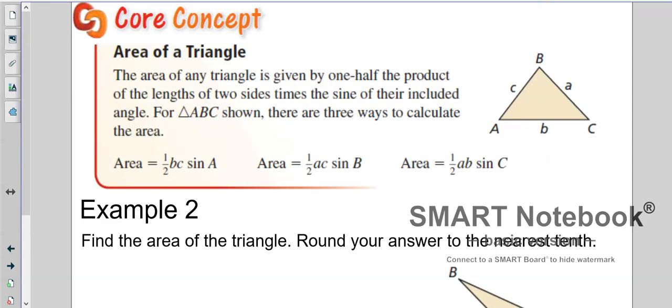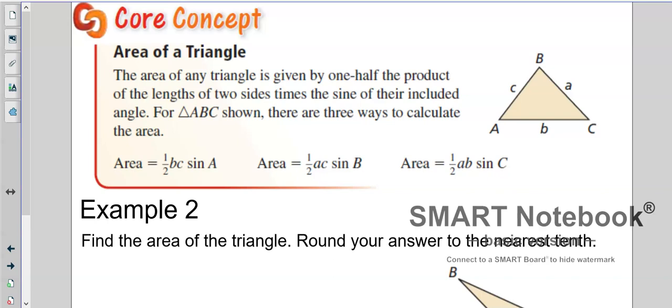All right, new concept. Area of a triangle. Now, you're used to saying, well, area of a triangle is base times height, that's easy, divide by 2. Well, what if we don't have that information? Okay, so the area of a triangle is given by 1/2 the product of the lengths of the two sides, so there's that half again, times the sine of their included angle.